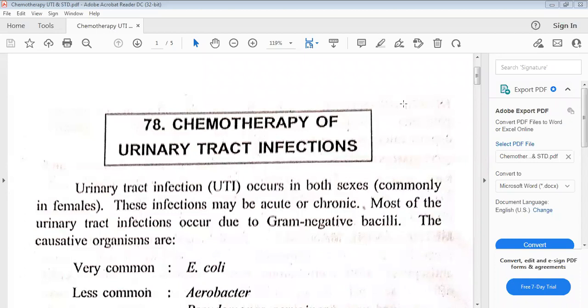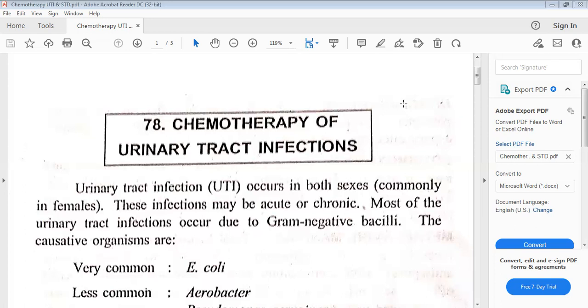So today we will continue now with the chemotherapy of certain particular conditions. In yesterday's class, we had seen how sulfonamides and nitrofuran compounds are used. Since these compounds are used in the treatment of urinary tract infection, we will take up that topic next. When we say urinary tract infection, it is any infection caused by certain organisms which affects the different parts of the urinary system. UTI is the short form for urinary tract infection.